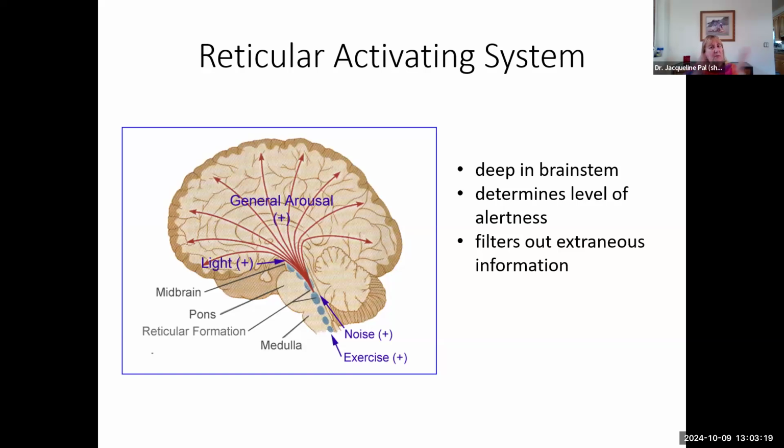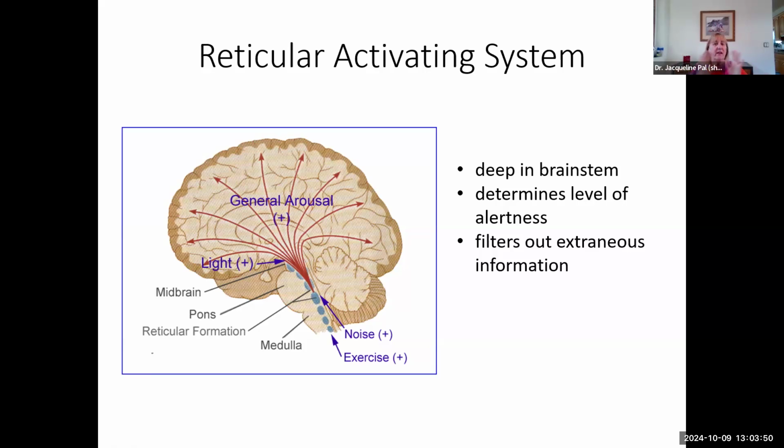Reticular activating system, something you never heard about. It's deep in your brainstem, once again. And basically, it works with your cerebral cortex for determining the level of alertness, because remember, consciousness is your cerebral cortex. And so it gets activated with noise. The louder the noise, the more it's activated. If you exercise, you activate it. If you turn on the lights, it gets activated.